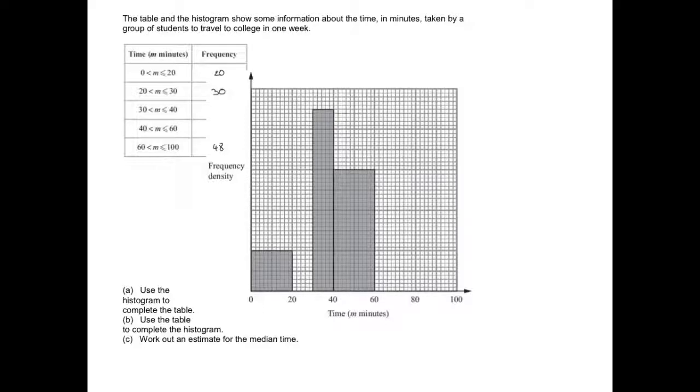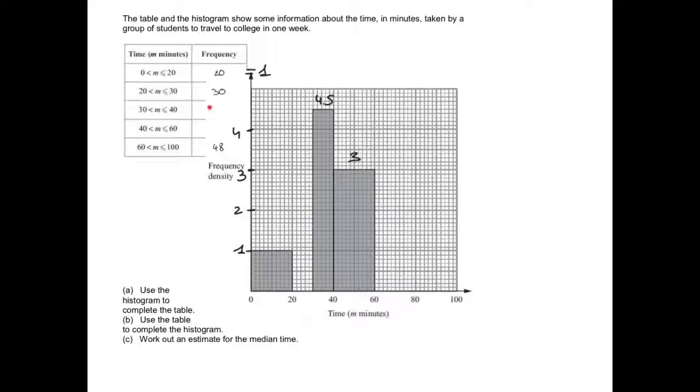If we work out the frequency density for the first one, we divide the frequency by the width. We get 20 divided by 20, so the frequency density is 1. This means that we have 1 on this scale. Extending the scale on the vertical axis, we can see that the height of this bar is 4.5, and the one on the next one is 3.